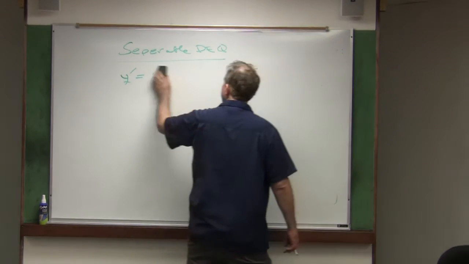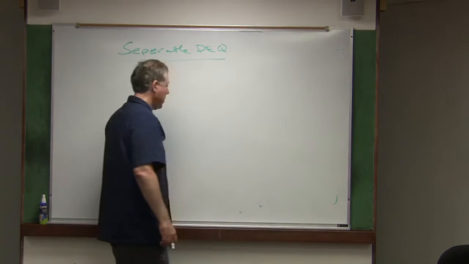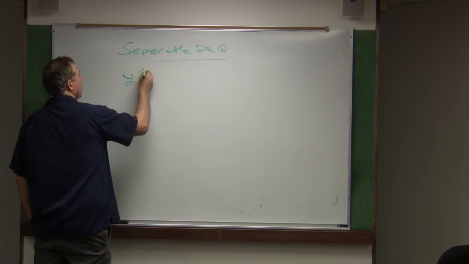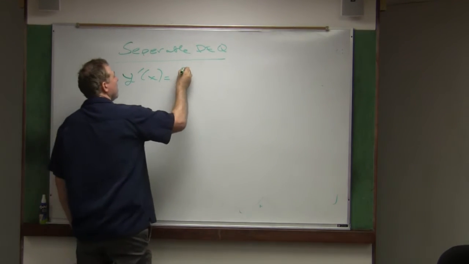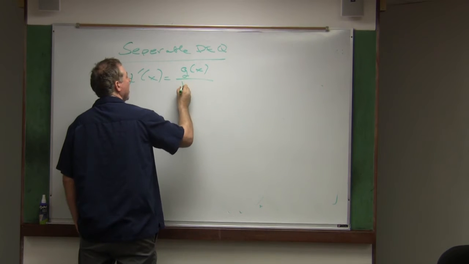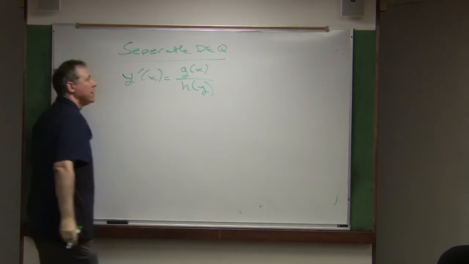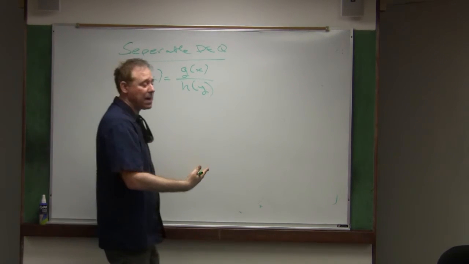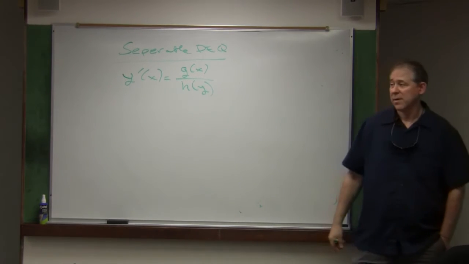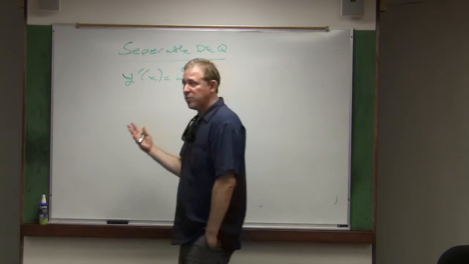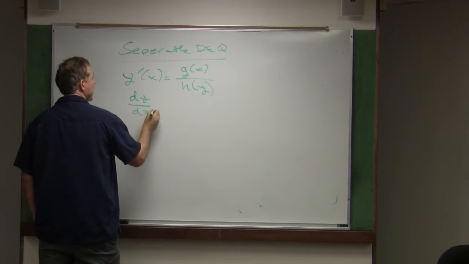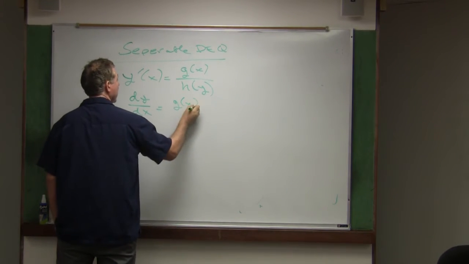Okay, so a separable differential equation looks like y prime is some function of x divided by some function of y. If the differential equation has this form, or it can be written in this form, then it's separable and you're going to use this trick. So the trick you're going to do is you're going to use this form, dy over dx is g of x over h of y.